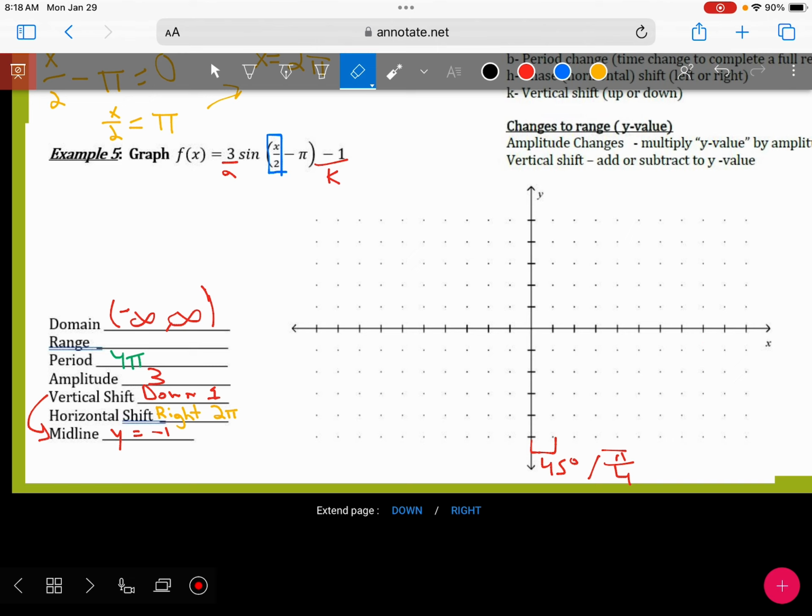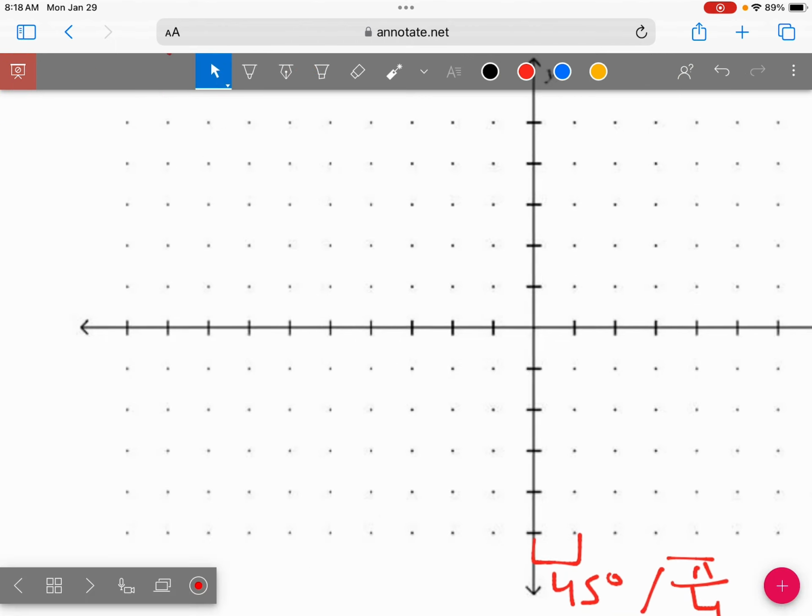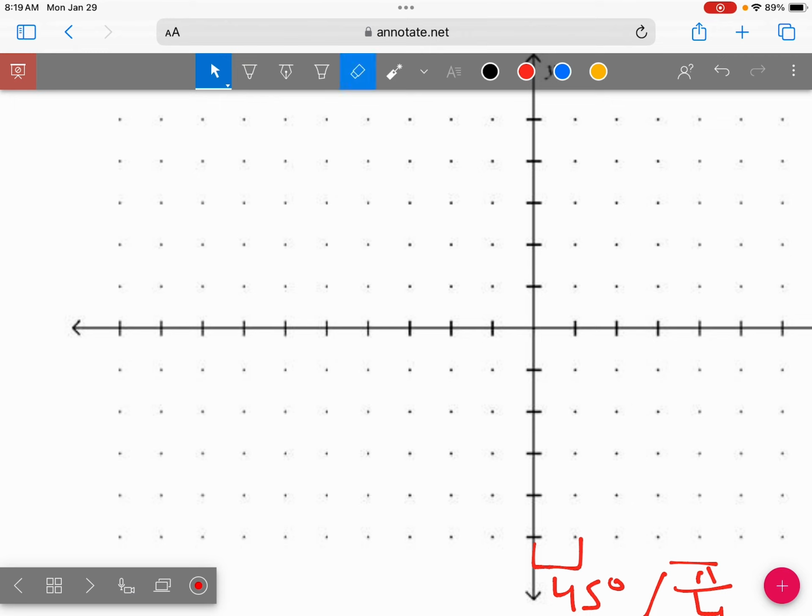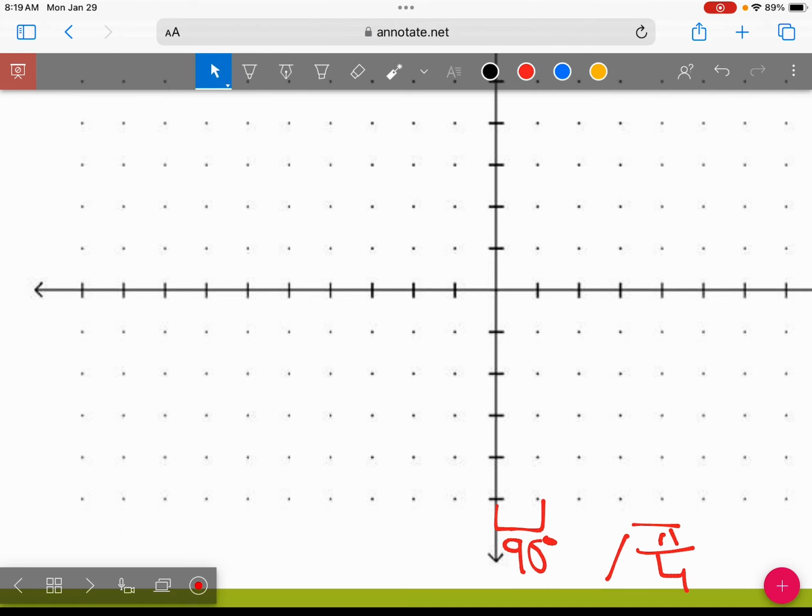But the nice thing is we can adjust our scale. So what we're going to do here is, instead of having our scale be 45 degrees, we're going to change it and make our scale 90 degrees. Yep, exactly, or pi over 2. So make sure you write that in.